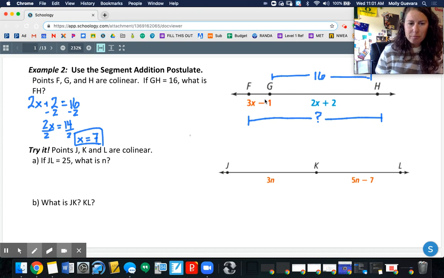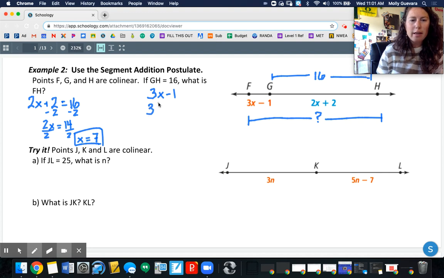However, that's not what it's asking me. It's asking me what the distance is from F to H. Well, I know G to H is 16, so I just need to know what F to G is. So that's what I'm curious about. What is F to G? Well, F to G is 3x minus 1. I know that. So 3x minus 1. However, I just figured out that x is 7.